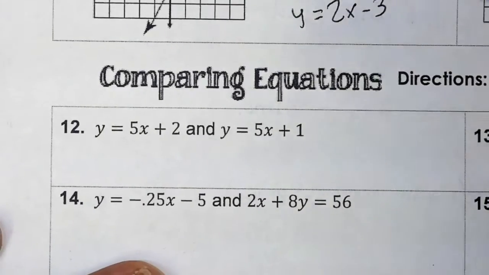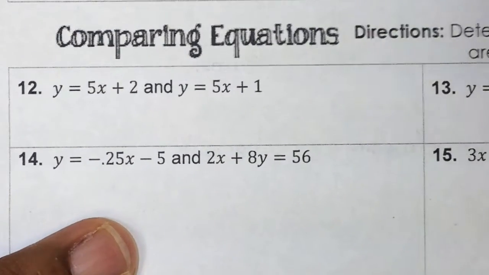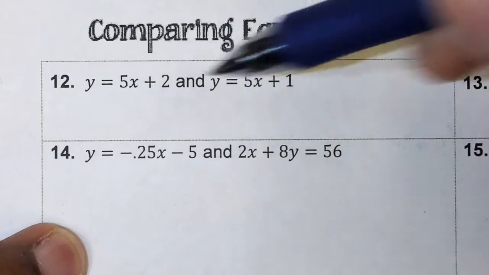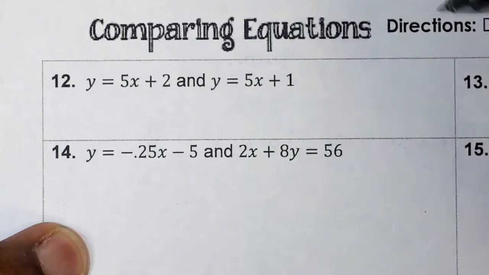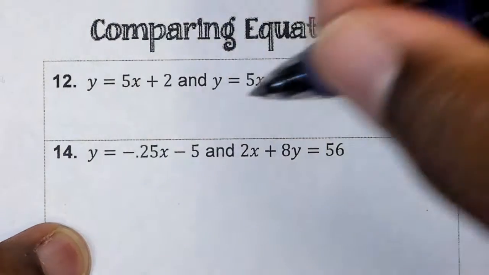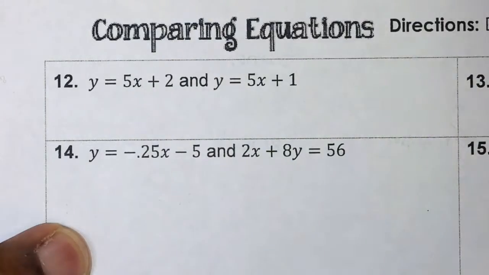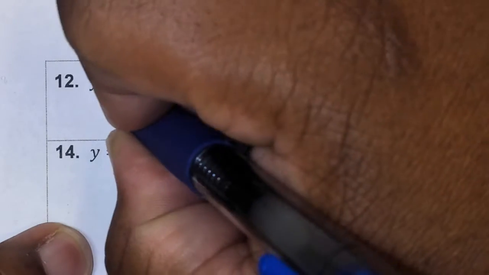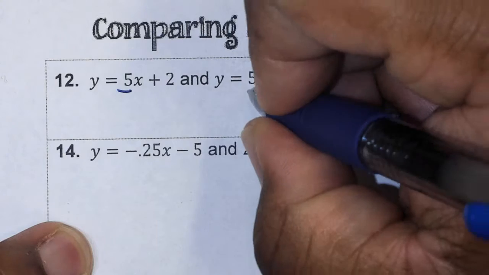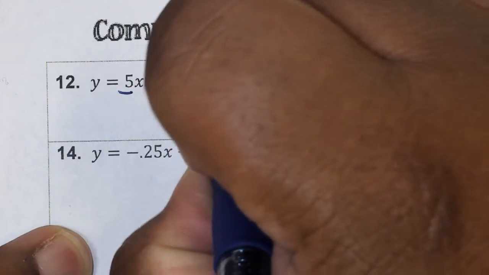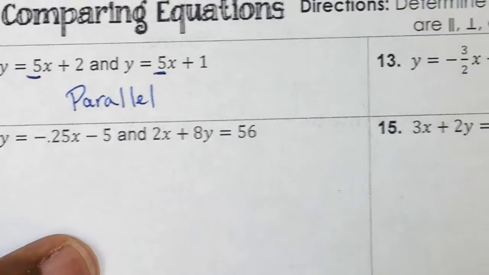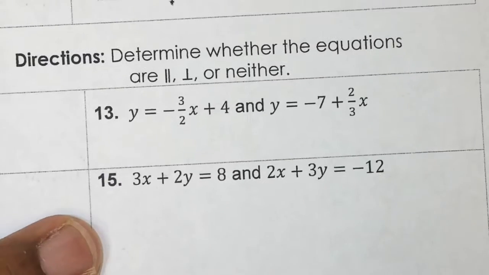All right, number 12. The first thing you need to make sure on each one of these two is that it's in slope-intercept form. So number 12, these both are in slope-intercept form. You got y equals and y equals, so we good. All you're doing is comparing slopes. Chris, on number 12, what's the slope on this first equation? Good. What's the slope on the second one? So what's your answer going to be? Parallel. You heard Martin say parallel.